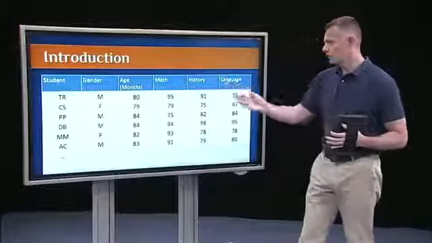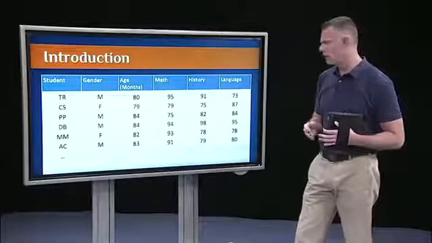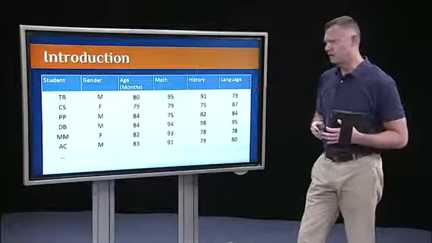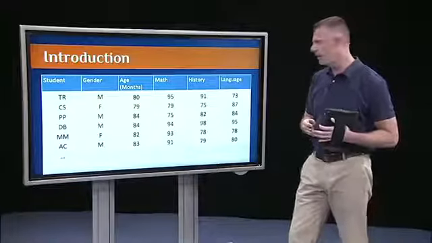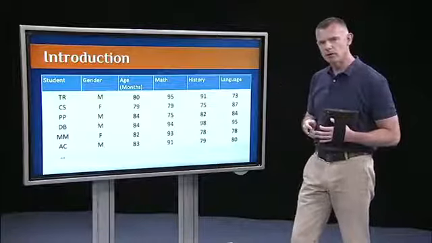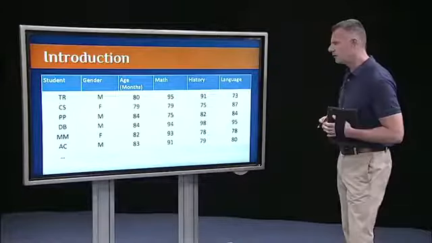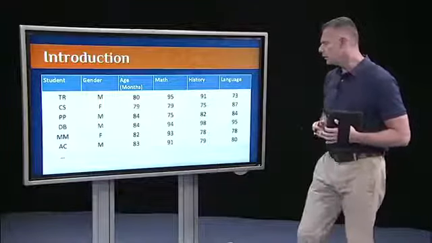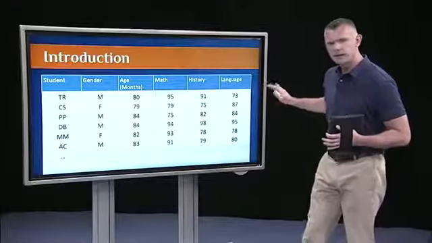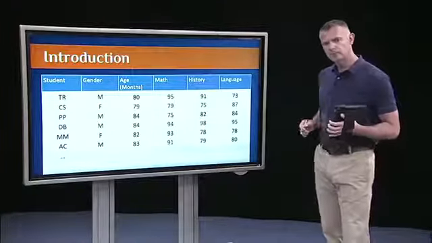So we have a student, their initials in the first column, then their gender. This first student, TR, is male. Their age in months. So these are, as I mentioned, elementary school children. And then their grades in certain classes.